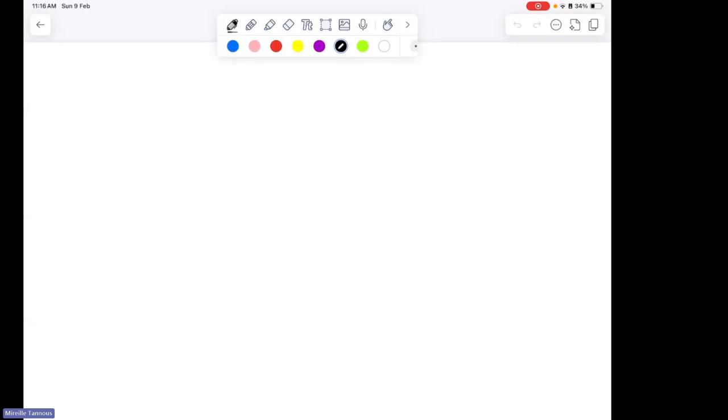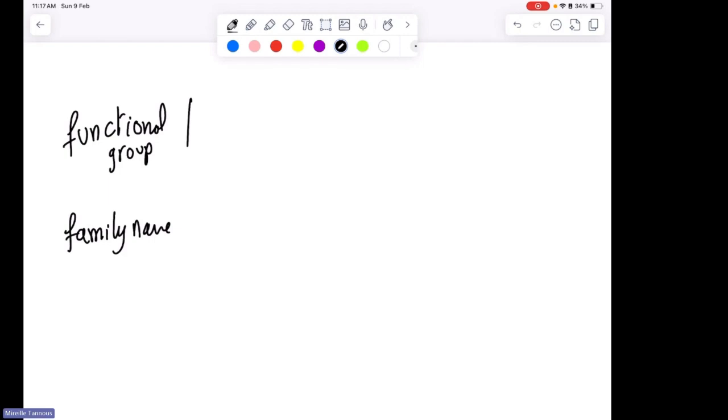Before we start the questions, I'm going to go over the different functional groups that we have to learn and memorize. We have the functional group. I'm going to write here functional group, and I will also mention the family name. Okay, so the first thing we learned in this lesson was the halogens.